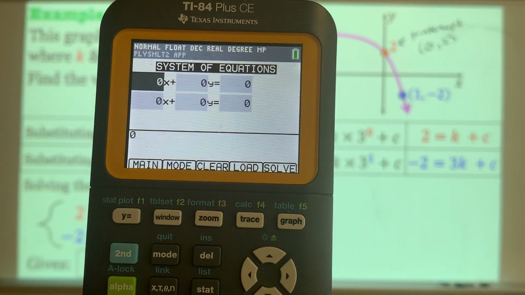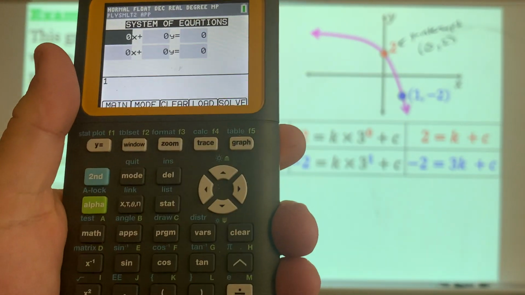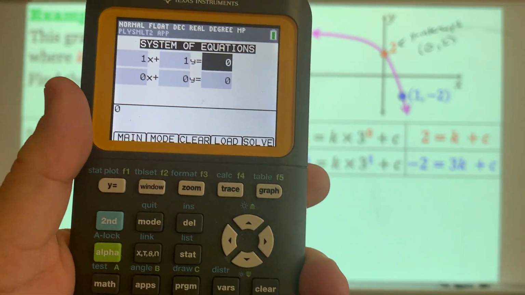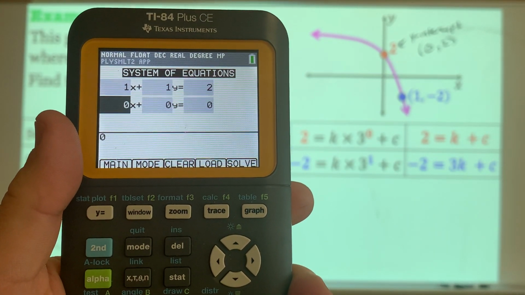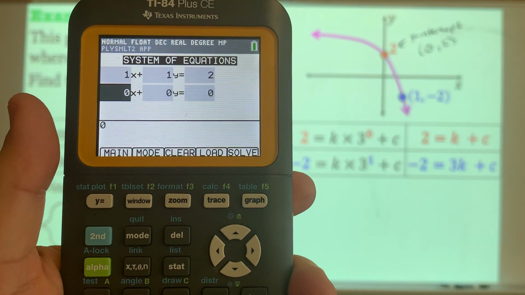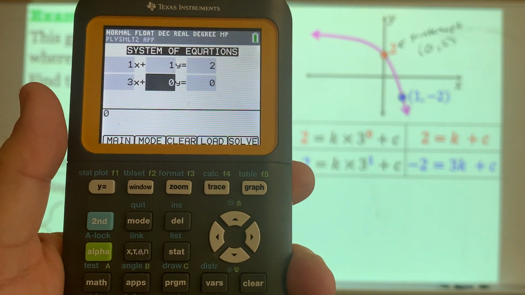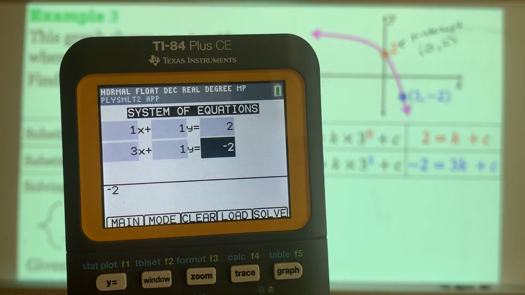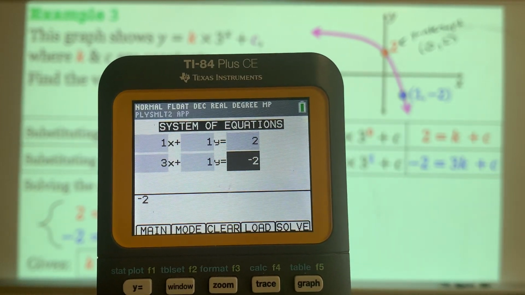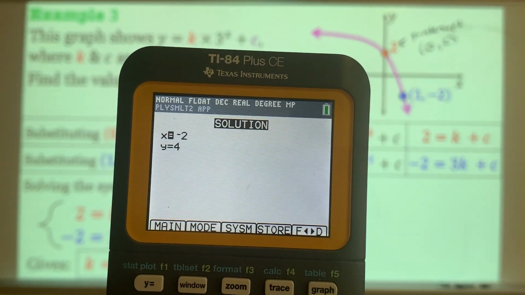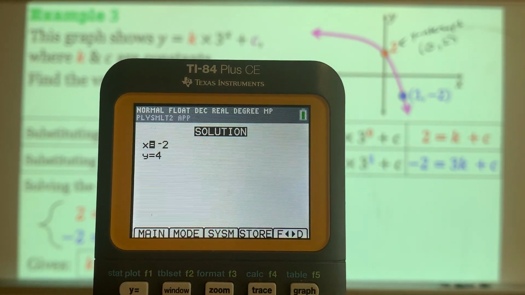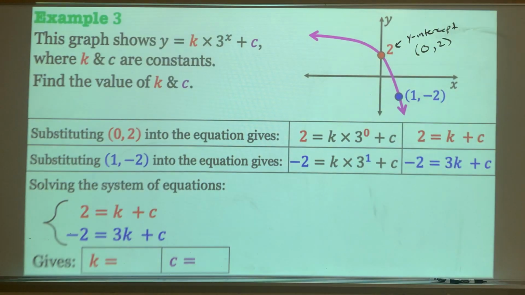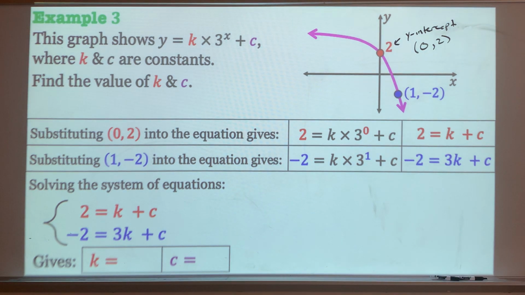Remember, whatever's next to the x will just be my k, so I put 1k plus 1c equals 2. So that is k plus c equals 2. And then the next one, I got 3k plus 1c equals -2. Instead of k and c, I just use x and y. It's the same thing. It doesn't matter what the letters are. I hit solve. x equals -2, y equals 4. So k equals -2, and c equals 4 should be my answer. Are we clear? We're clear. Boom.